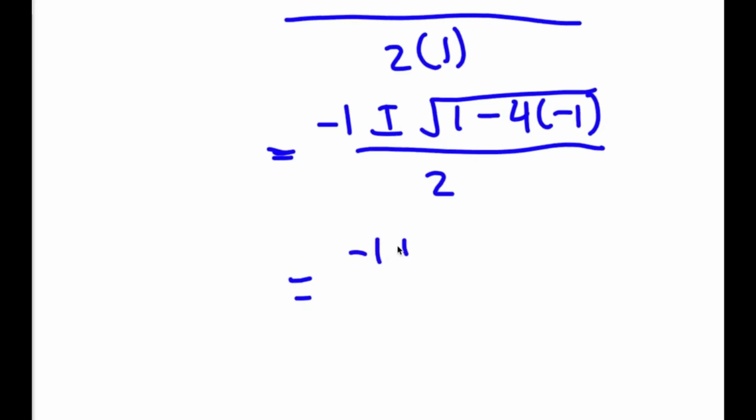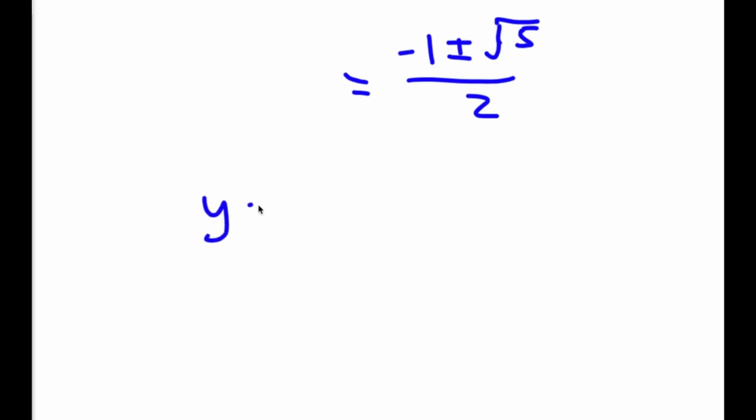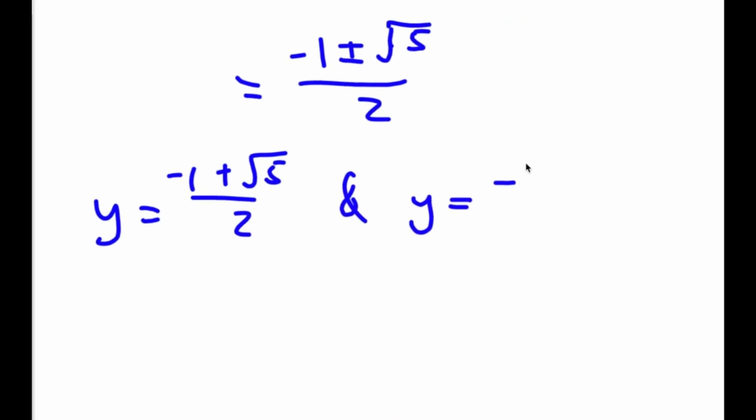And this is equal to negative 1 plus or minus the square root of 1 minus 4 times negative 1, which is negative 4, so I have minus negative 4, which is positive 4, over 2. That is equal to negative 1 plus or minus the square root of 5, over 2. So now this gives me two values of y. I have y is equal to -1 plus the square root of 5 over 2, and I have y is equal to -1 minus the square root of 5 over 2.